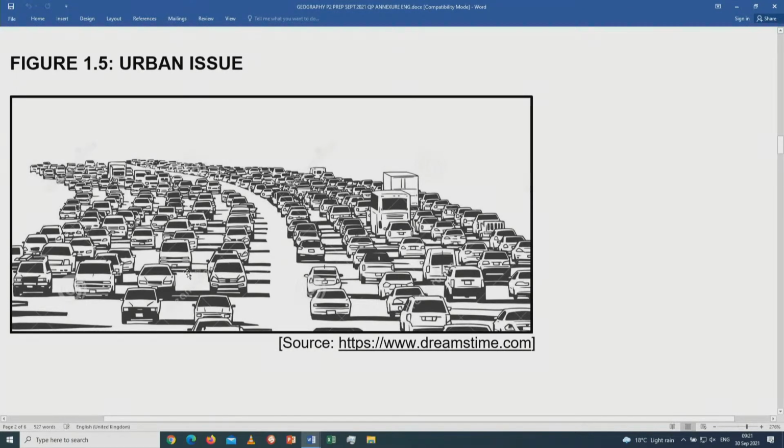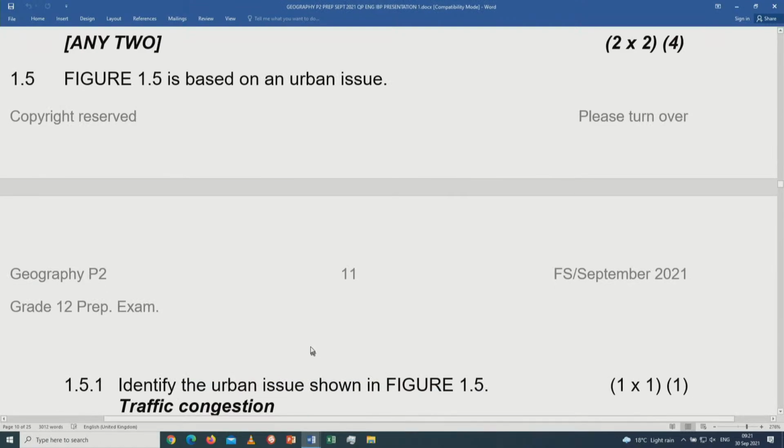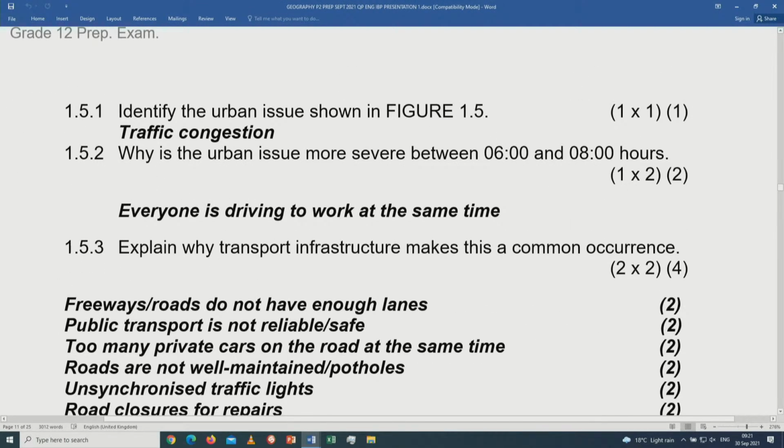As you can see here, there are myriad cars on this figure. So this is one of the problems that we have in urban areas. So let's go back to our discussion. 1.5.1 says, identify the urban issue shown in figure 1.5 for 1 mark. So I think it was easy for candidates to mention this. Traffic congestion. As you can see on the figure there, or annexure, there are many cars that are seen in that picture.